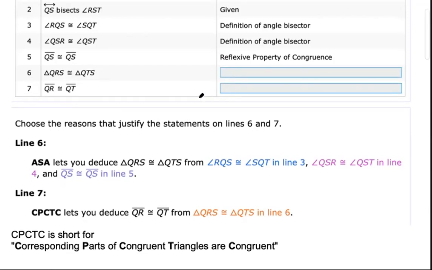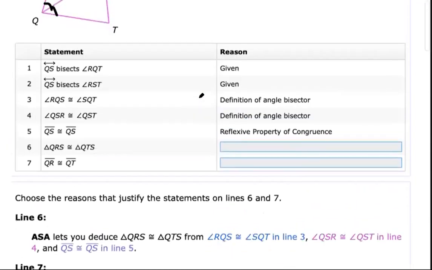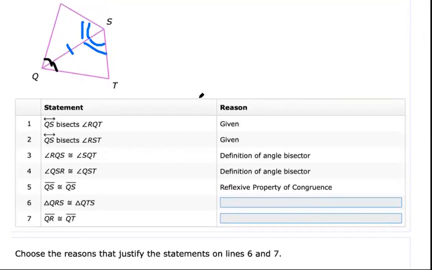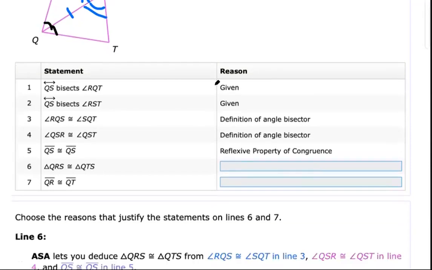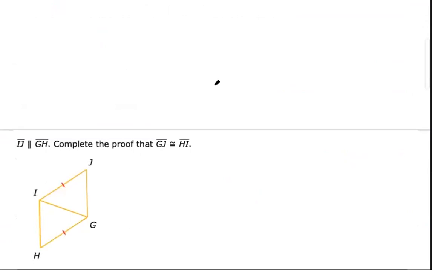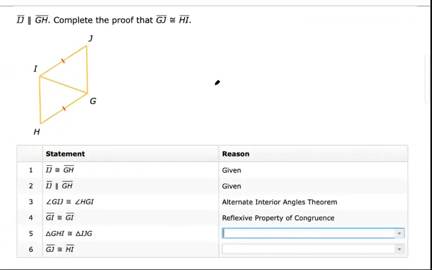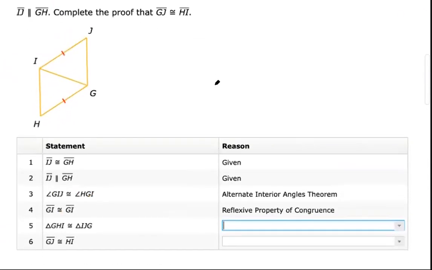All right. Let's look back at the actual picture. So that's going to be QR and QT because of line 6. So these two triangles are congruent to each other. So that means these two outside lines will be congruent as well. All right, let's take a look. Okay, next one we're going to look at right here.